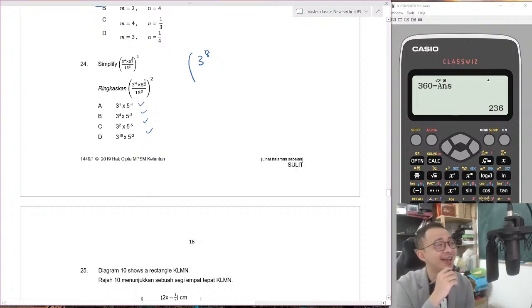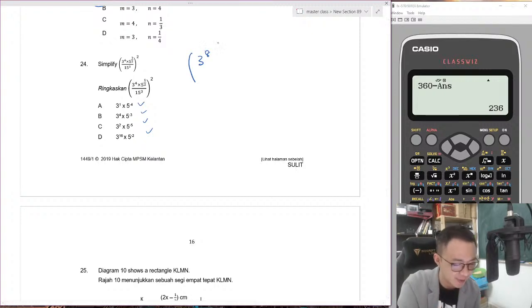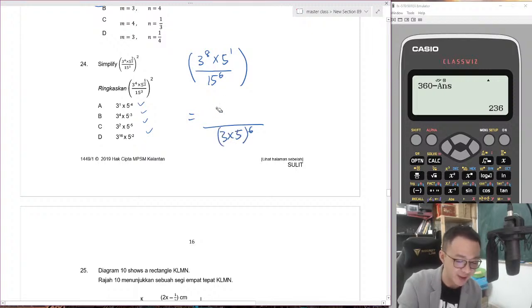Multiply, yes, we can multiply for each of the terms. Multiply 5 power of 1 over 15 power of 6. 15 we know is basically 3 times 5, isn't it? So 15 we can change to 3 times 5 power of 6. This is 3 power of 8, multiply 5 power of 1.